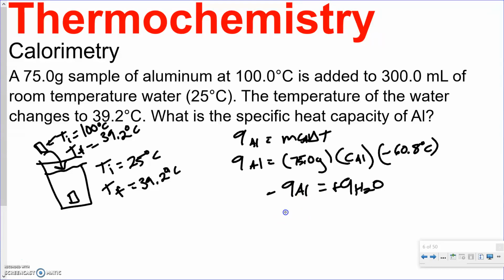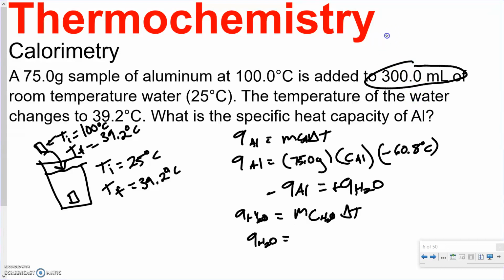Okay, so what we're left with is the Q of H2O is equal to the mass of H2O times specific heat capacity times change in temperature. So Q of H2O is going to be equal to the mass of water. Well, where do we get that? We get that from this guy right here, because we know the density of water is equal to 1 gram per 1 milliliter. So we have 300 grams of water.